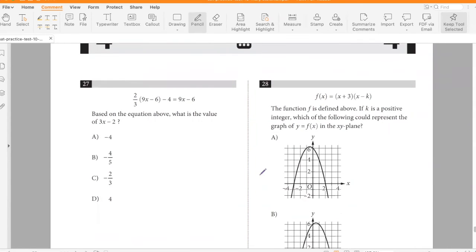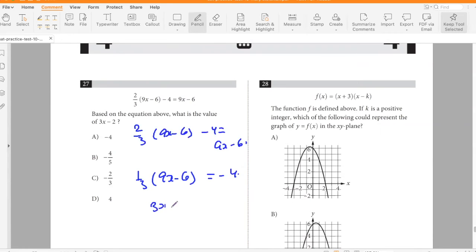Based on the equation above, what is the value of 3x minus 2? Okay, so we have 2 by 3 times 9x minus 6 minus 4 is 9x minus 6. So if I take 2 by 3 times 9x minus 6 to the right-hand side, I'll get 1 by 3 times 9x minus 6 is negative 4. And 1 by 3 times 9x minus 6 is 3x minus 2. So 3x minus 2 is negative 4.